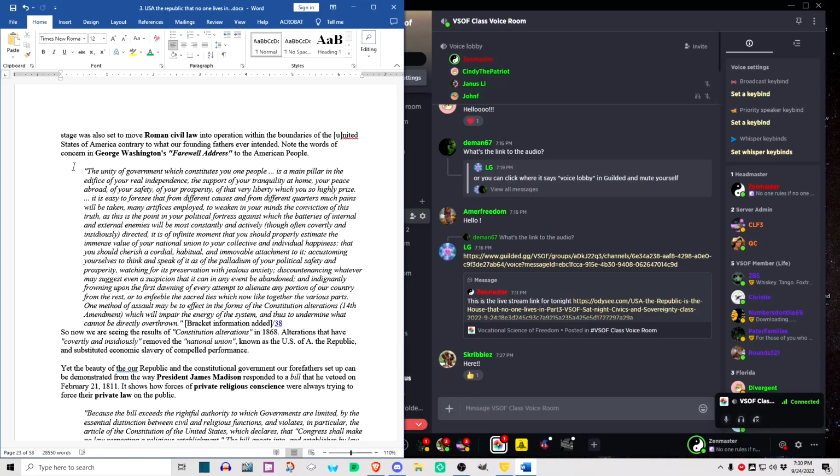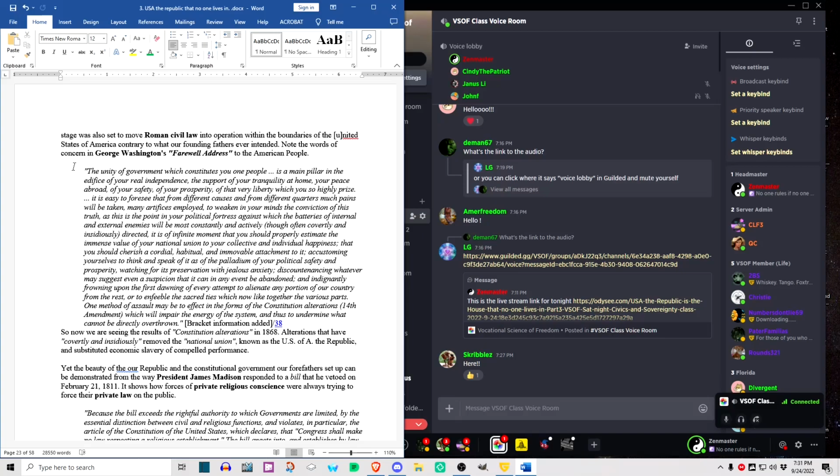it is of infinite moment that you should properly estimate the immense value of your national union to your collective and individual happiness, that you should cherish a cordial, habitual, and immovable attachment to it, accustoming yourselves to think and speak of it as the palladium of your political safety and prosperity, watching for its preservation with jealous anxiety, discountenancing whatever may suggest even a suspicion that it can in any event be abandoned." So Washington knew that you could abandon this whole entire thing if you're not careful.